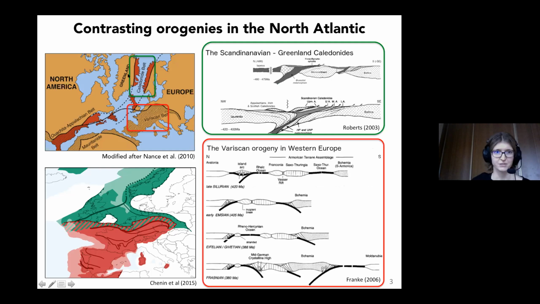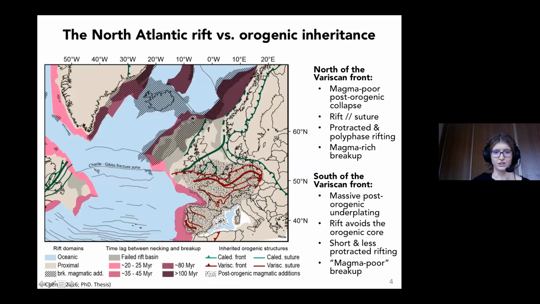A first difference between the Caledonides and the Variscides is their formation. Indeed, the Caledonide belts resulted from the closure of one major ocean, the Iapetus Ocean, following a protracted subduction of more than 3,000 kilometers of ocean. In contrast, the Variscan belt resulted from the closure of several narrow oceans that were presumably less than 500 to 1,000 kilometers wide.